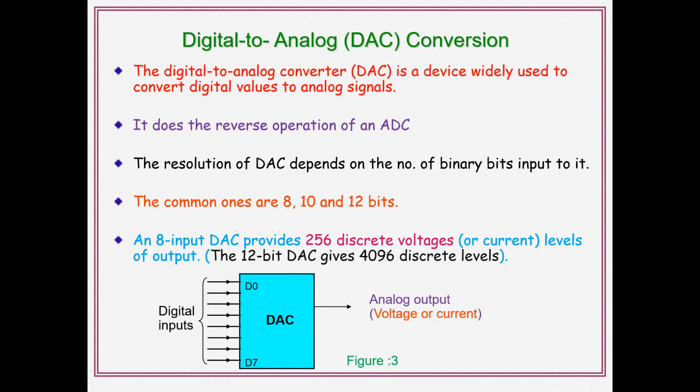An 8-bit DAC provides 2 power 8, that equals 256 discrete voltage levels or current levels of output. So for example, the 12-bit DAC gives 2 power 12, which is 4096 discrete levels. So the digital to analog converter inputs are digital inputs, and the output is analog output, that is in the form of voltage or current.